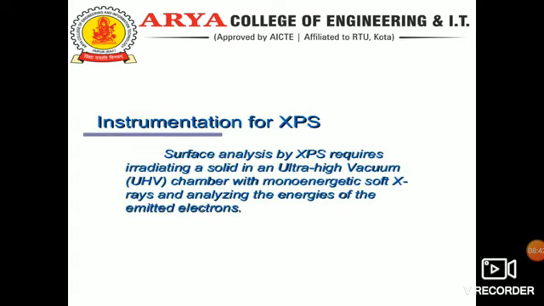straightforward. And the instrumentation for X-ray photoelectron spectroscopy: surface analysis by XPS requires irradiating a solid in a UHV, means ultra high vacuum chamber with monoenergetic soft X-rays, and analyzing the energies of the emitted electrons.